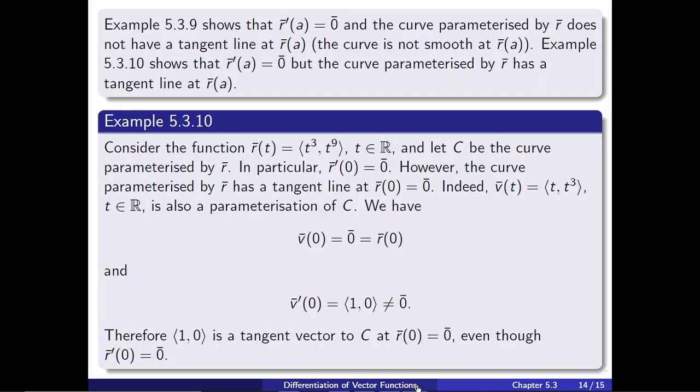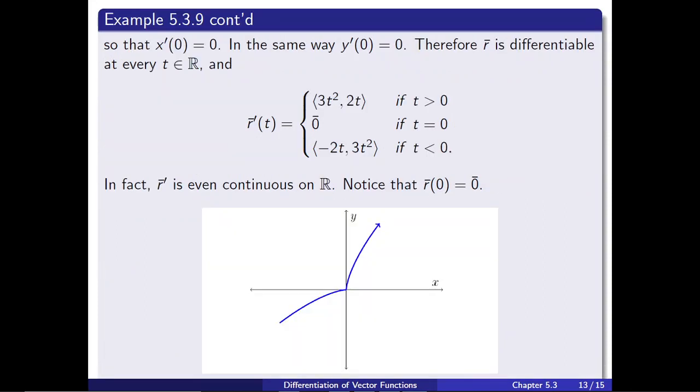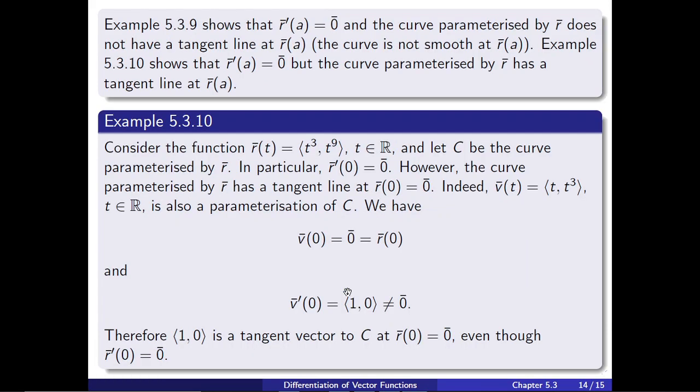In this short video, we are going to finish off chapter 5.3, or section 5.3. From the previous example, we saw that even though r prime is continuous at the origin, we noted that the curve parameterized by r does not have a tangent line at that point, which means that the curve is not smooth at the origin.